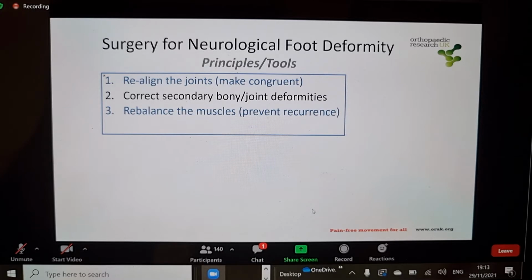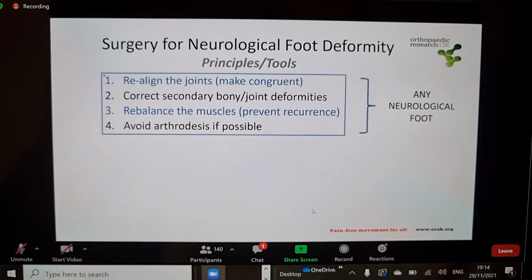Third important principle, particularly for neurological conditions, we want to avoid recurrence if we can. So this involves some sort of thought about rebalancing muscles in order to try and keep the correction that we have achieved. And the final principle is, if at all possible, we want to avoid arthrodesis. We're much better off with a flexible foot than a stiff one, even if anatomically the stiff foot looks more normal. This is one of the lessons Ponseti taught us, actually. Also, arthrodesis, particularly triple arthrodesis, can adversely affect the growth of the foot, and we don't want to cause problems with that if at all possible.